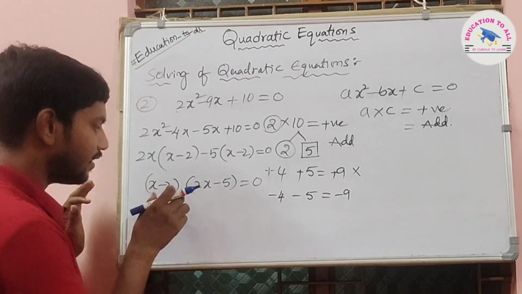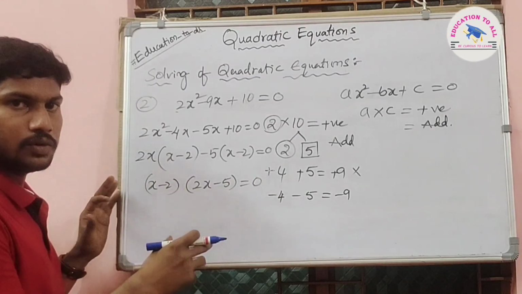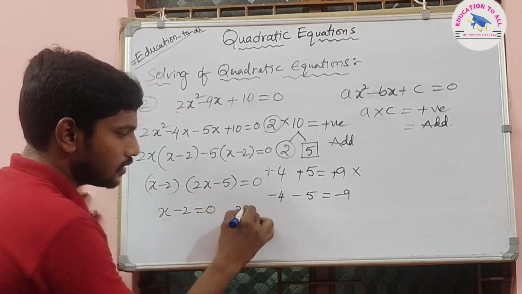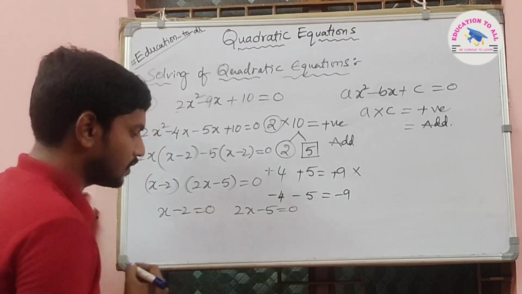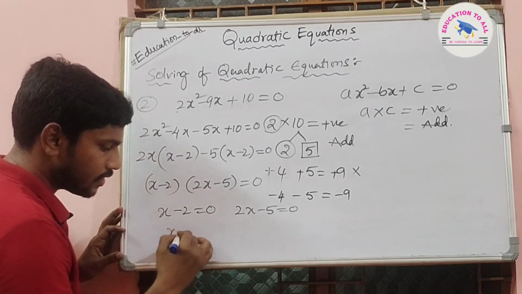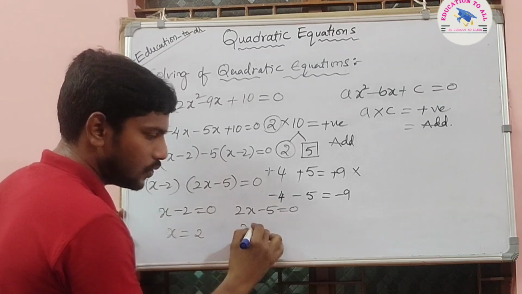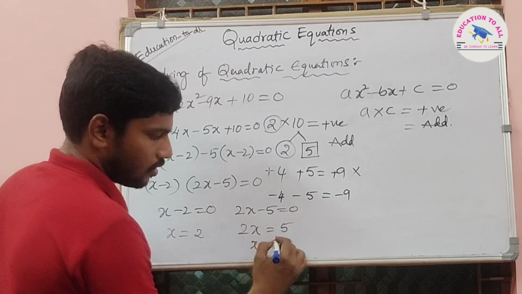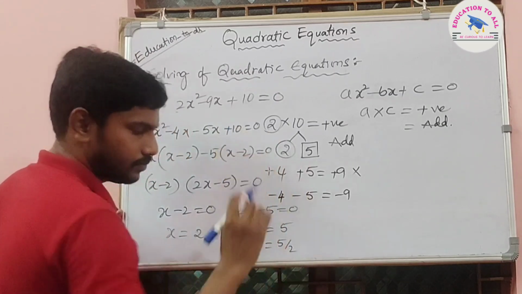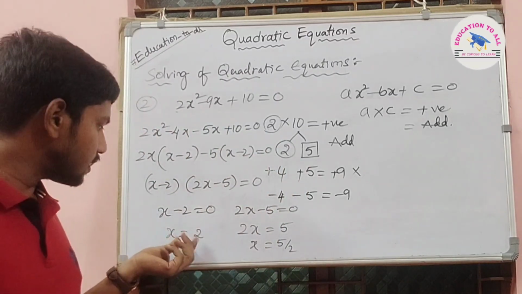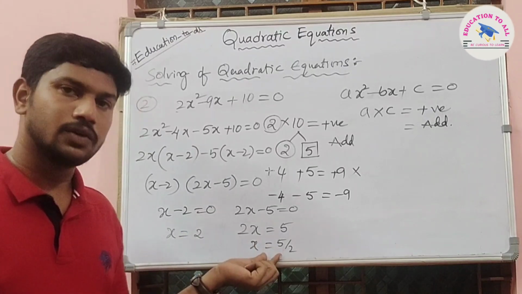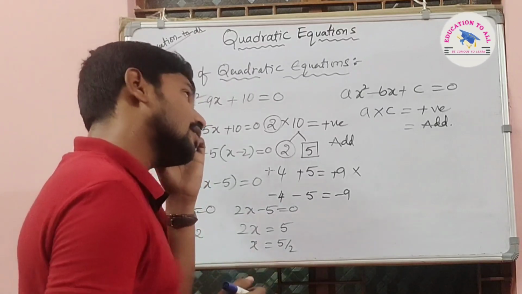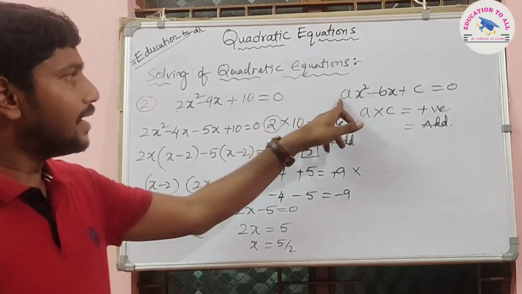So next, in our product is 0, either first one equal to 0, otherwise second one equal to 0. From the first one what we get? x is equal to plus 2. And the second one, 2x is equal to positive 5, x is equal to 5 by 2. So observe carefully, here x is equal to 2 got and x is equal to 5 by 2 got. So we can conclude one thing here, when a into c is positive.